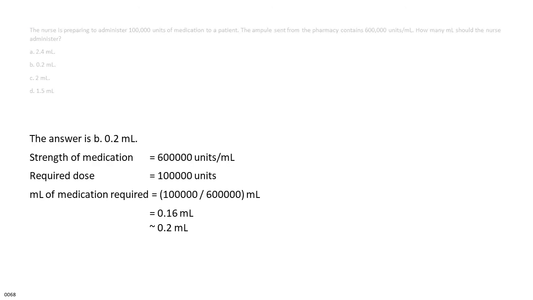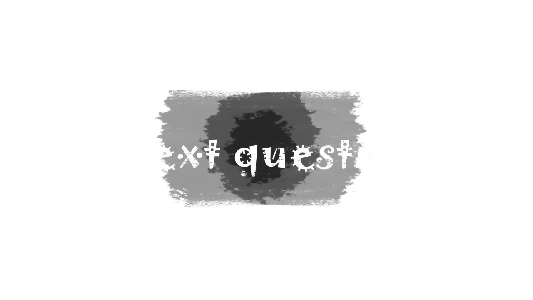The answer is B. 0.2 milliliters. Strength of medication equals 600,000 units per milliliter. Required dose equals 100,000 units. Milliliters of medication required equals 100,000 over 600,000 milliliters, which equals 0.16 milliliters, or 0.2 milliliters.